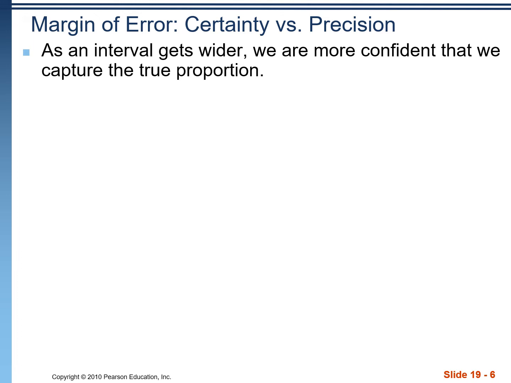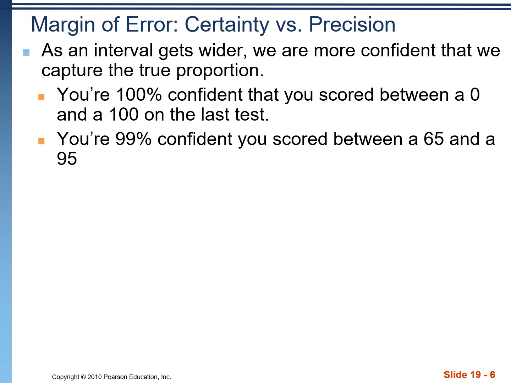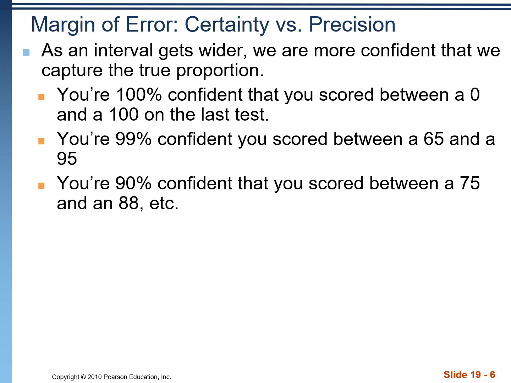In specific, as an interval gets wider, we're more confident that we capture the true proportion, which makes sense because there's more proportions in a wider interval than there are in a thinner interval. For example, you're 100% confident that you scored between a 0 and 100 on the last test. You're 99% confident that you scored between a 65 and a 95, 90% confident that you scored between a 75 and an 88, etc. As you decrease that level of confidence, the margin gets thinner because you're less confident that your actual grade is within those two numbers.